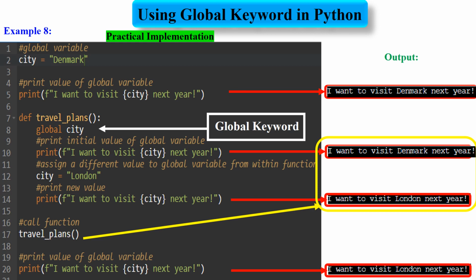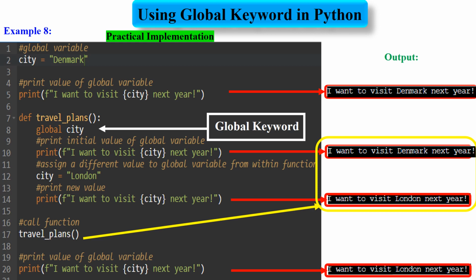In line 7, after that, there is a function named travel_plans defined, and inside this function, in line 8, the global keyword is used to indicate that city is a global variable. Let's see, within the travel_plans function, in line 10, the initial value of the global variable city is printed using an f-string. So the output is, I want to visit Denmark next year.